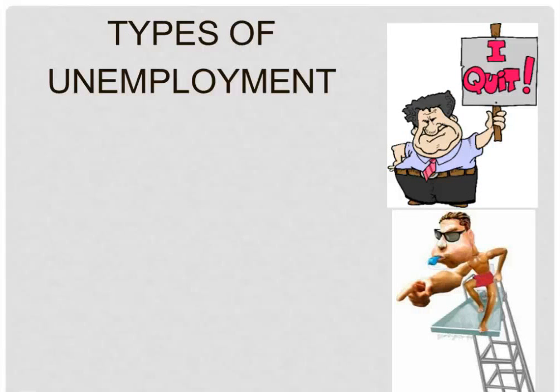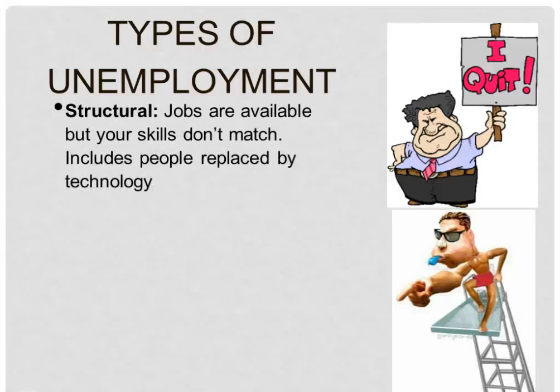Now that's important to consider as we do some calculations here in a minute. But first, we also want to talk about some different types of unemployment. The first type is what's called structural unemployment. And that's when jobs are available, but your skills don't match. So for example, if you need a plumber, but you have the skills to be an electrician, you probably won't get hired. So therefore, you are structurally unemployed.